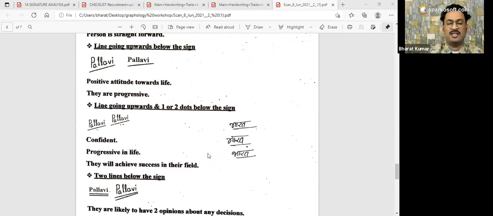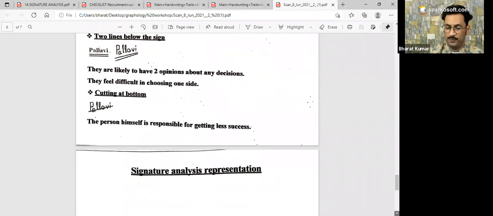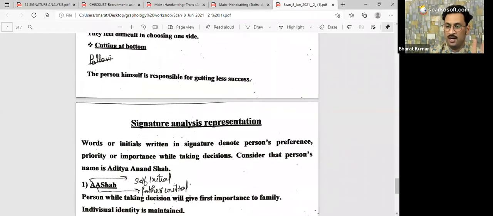We are just recalling a few important things so that we can connect to the past study. Then we have to study very important things. So if the line is moving upward, and you have dots under the line, it is supposed to be good. Two lines below the sign we have already done. Cutting in the sign we have done. Now you have recalled many of the things related to signature analysis.